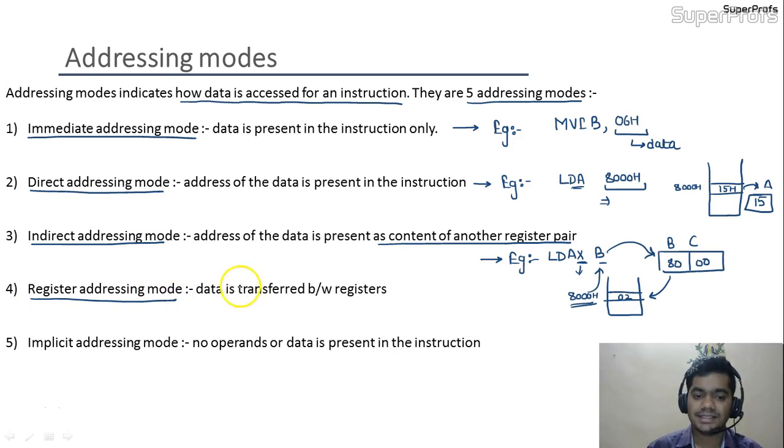The fourth mode is the register addressing mode, that is, the data is transferred between registers. How would the data be transferred between registers? It is a simple one. Suppose it is MOV B,C. Here we can see that the data is transferred between the registers, that is, the data present in the C register would be transferred to B.